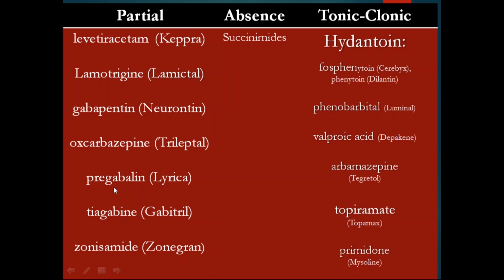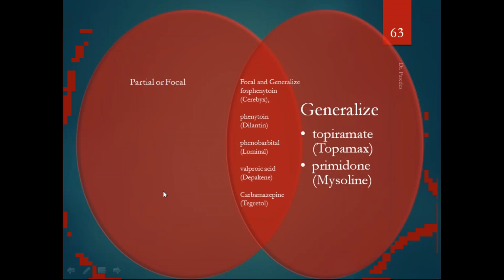All right, so for the rest, look at these names: zonisamide, tiagabine, pregabalin, oxcarbazepine, gabapentin, lamotrigine, levetiracetam. All these, just keep in mind that if you remember the others, the rest are going to be for partial seizures. So that's what I put here. This circle is for generalized.